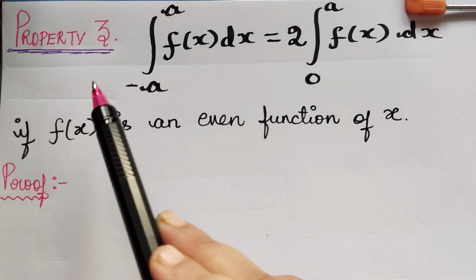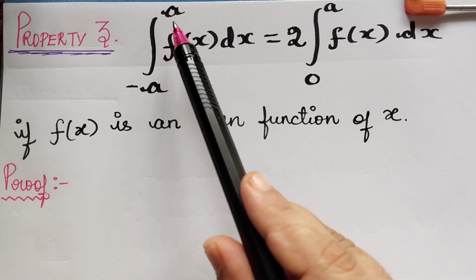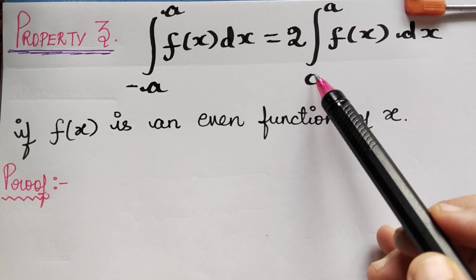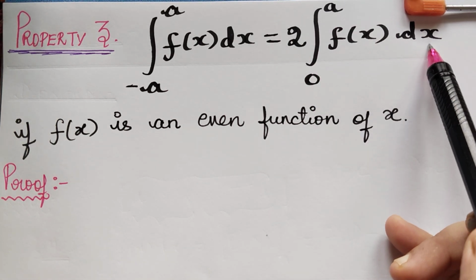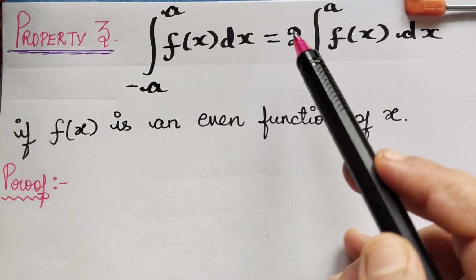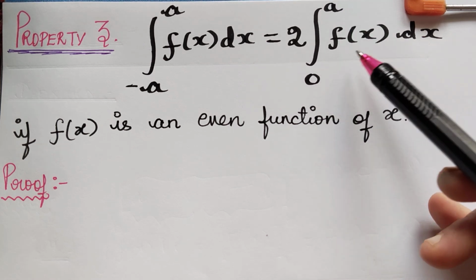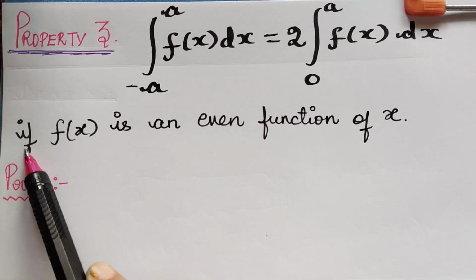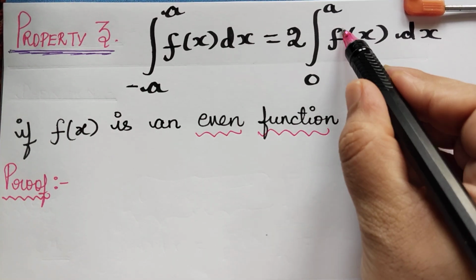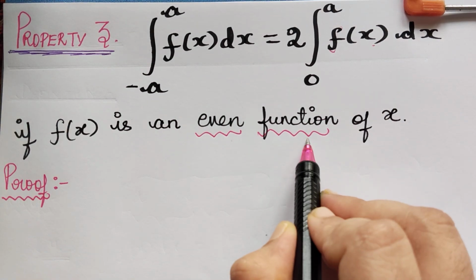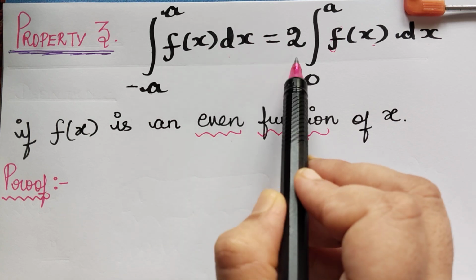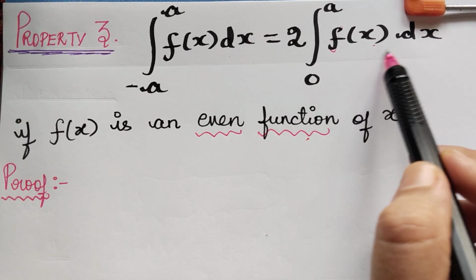Now here we have property 3, which says that integral minus a to a f of x dx is equal to twice integral 0 to a f of x dx. Now if we take integral minus a to a, it will be equal to twice integral taking it as 0 to a f of x dx. But when? Only if f of x is an even function. So this is very important. When the taken function f of x is an even function, then integral minus a to a f of x dx can be written as twice integral 0 to a f of x dx.